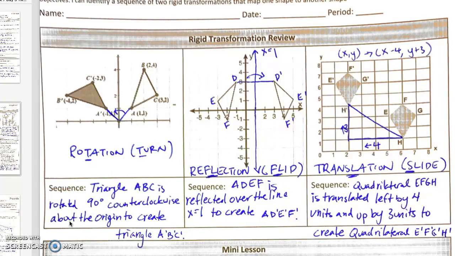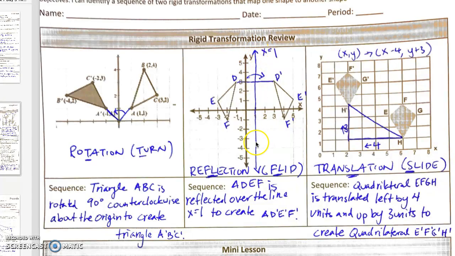Next, in the middle, we have a reflection, and that's a flip. The way I remember this is reflection has an FL, as does flip. And in this case, we're looking to see what is your line of reflection to create a mirror image. And so if I were to label this D, E, F, and D prime, E prime, F prime, I'm going to look and see what line am I reflecting over to create a mirror image. And in this case, it is x is equal to 1.